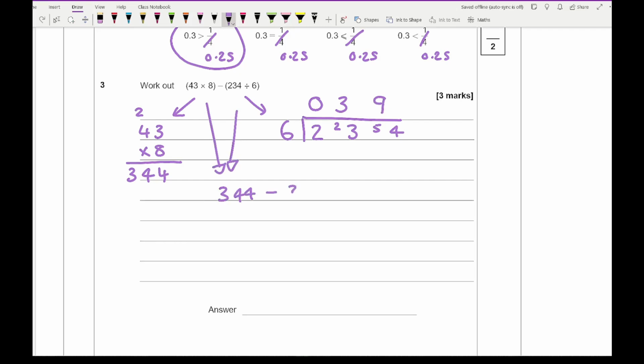344 minus 39. Again, I'm going to use the column method to subtract. So here I need to make sure the top number is the same or higher, so borrow one from there. So 14 take away 9 is going to give me 5. 3 take away 3 is 0, and 3 to equate nothing is 3, giving me a final answer of 305.